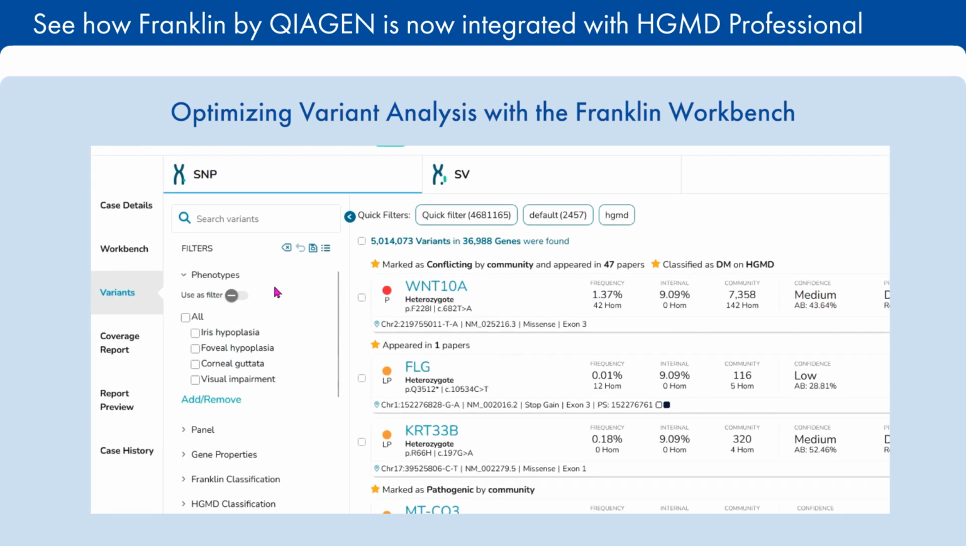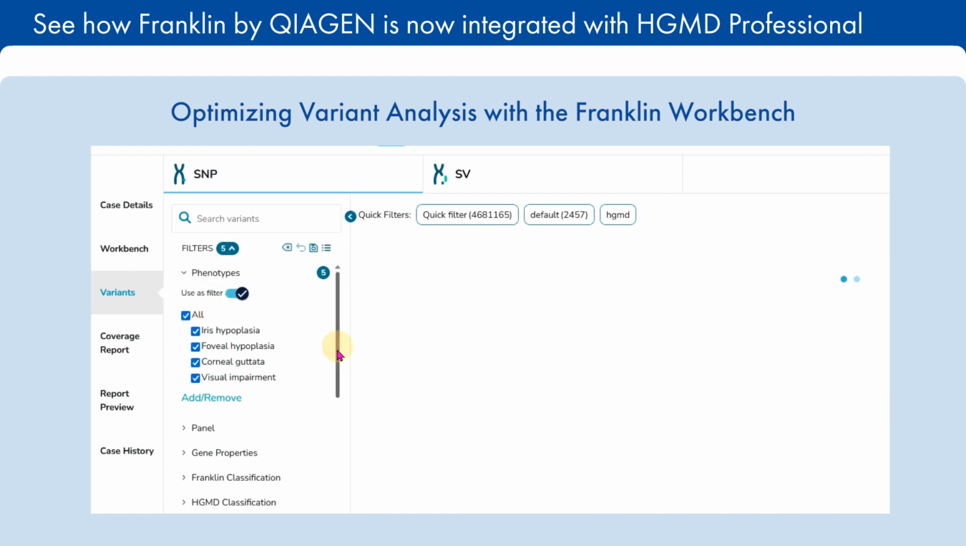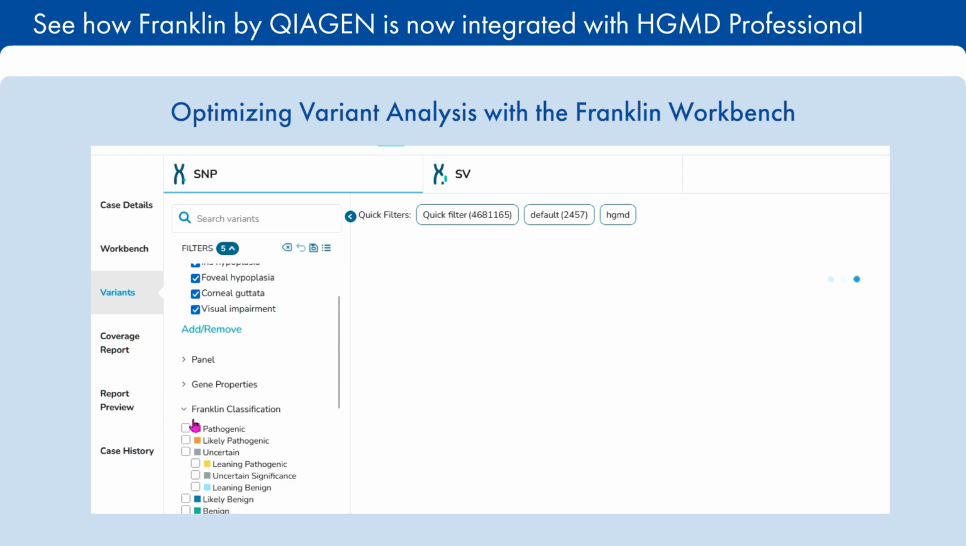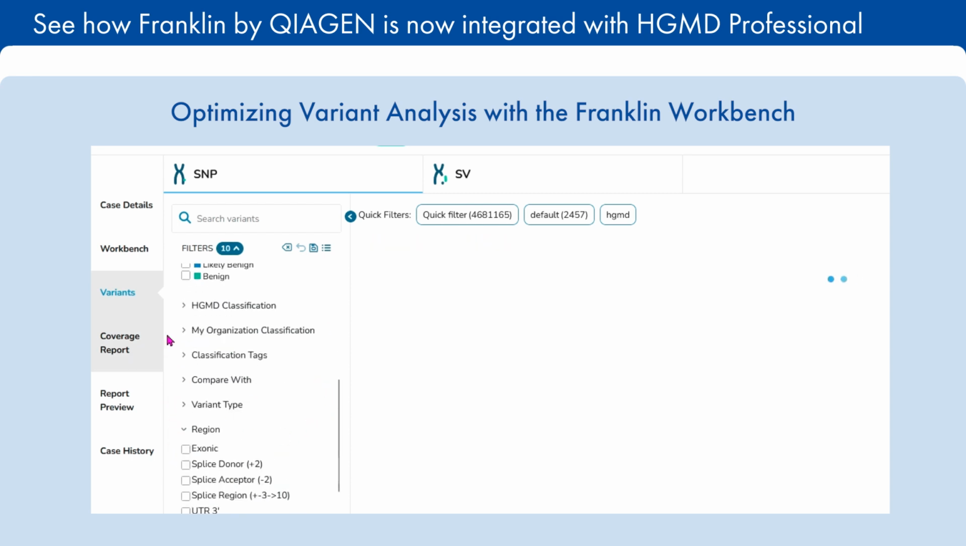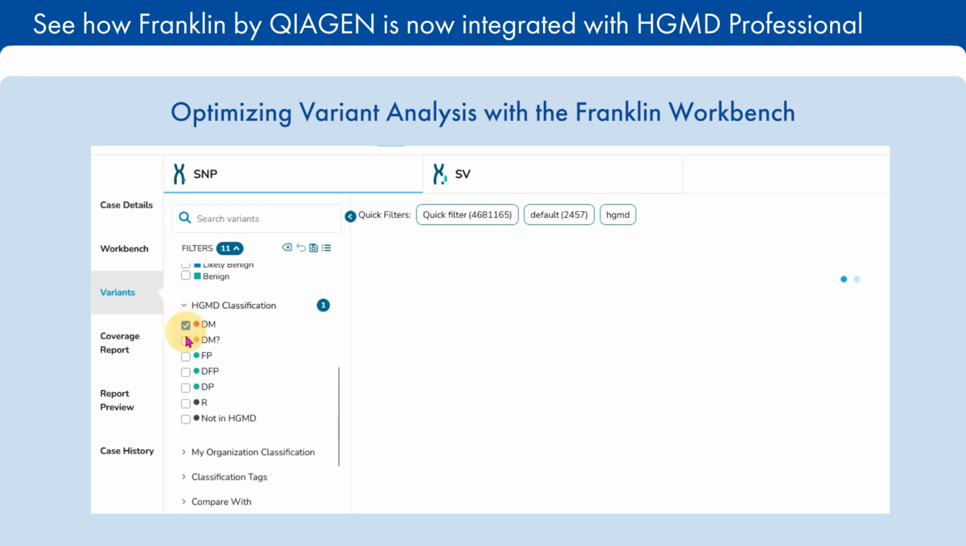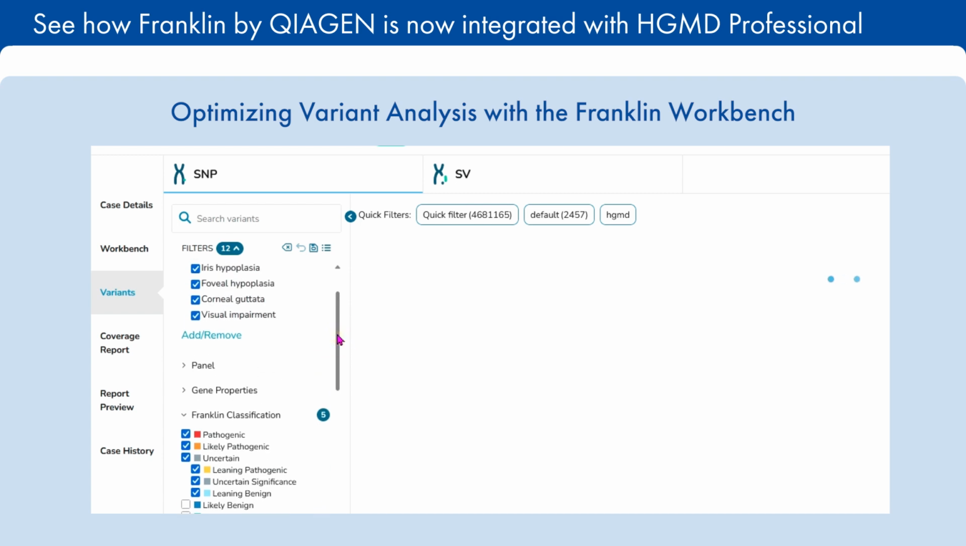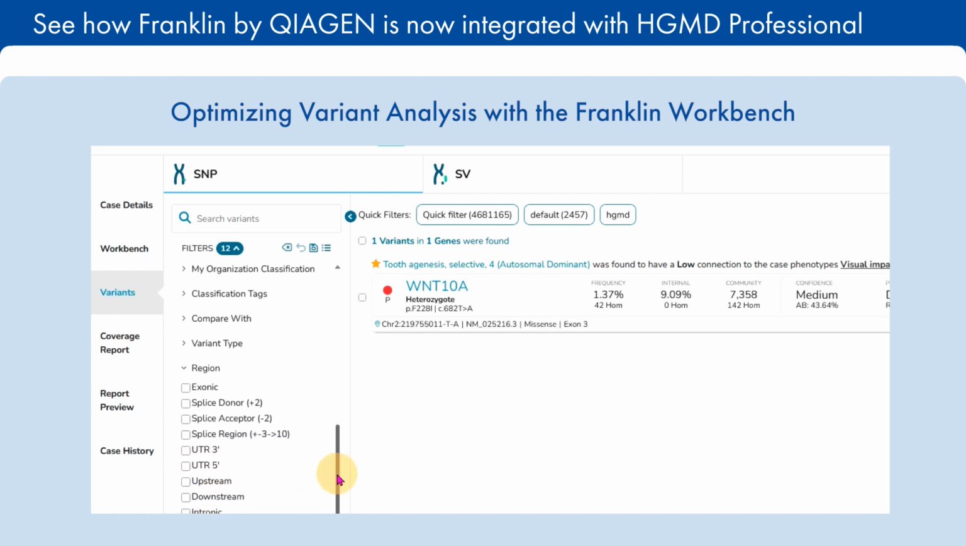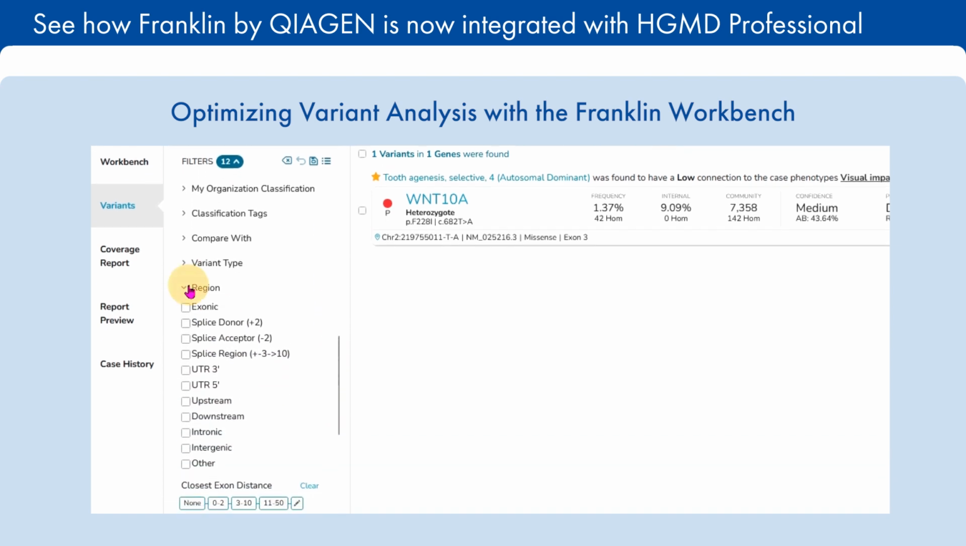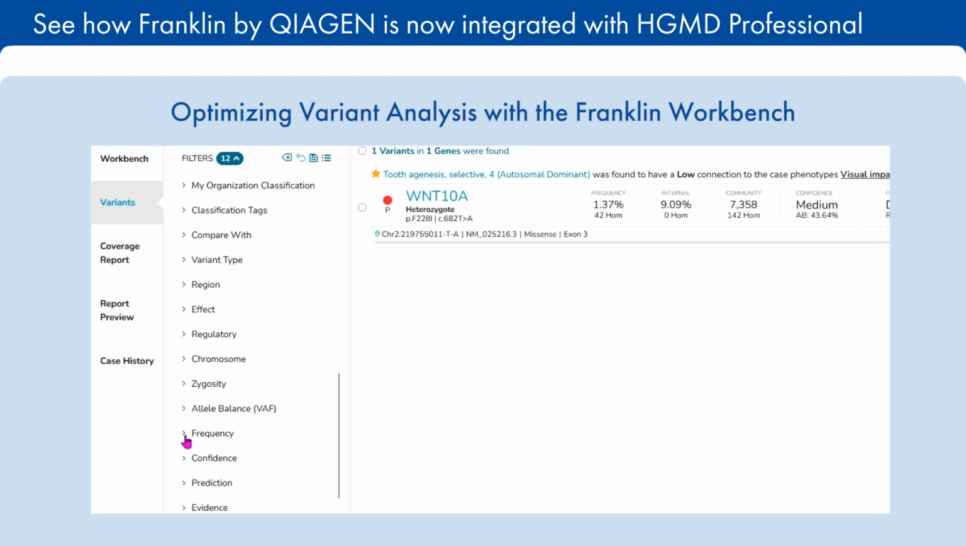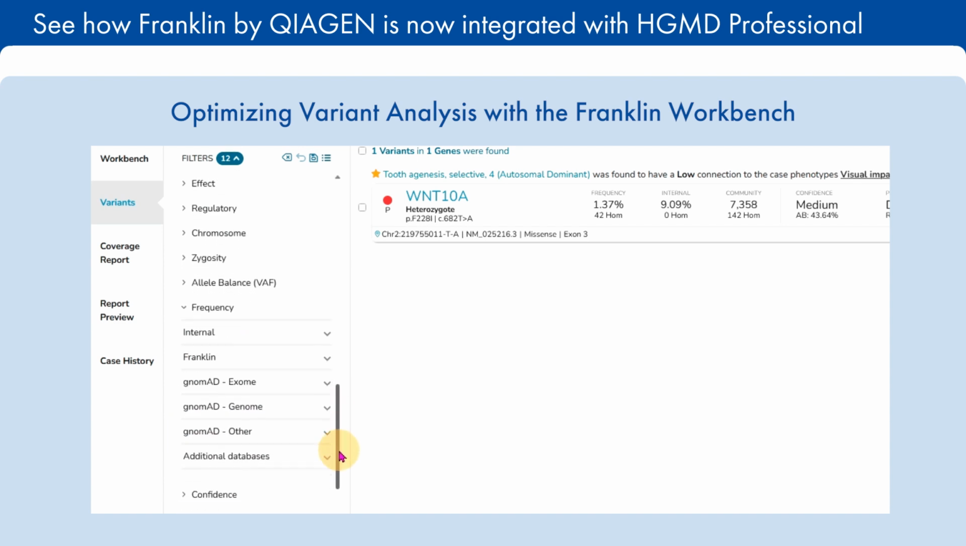While evaluating your case, if you click on the Variants tab on the left-hand side of your screen, you will get a list of all the detected variants in your case. Here you can use Franklin's flexible and dynamic variant filtering feature. You can filter by many parameters, for example phenotype, Franklin classification, HGMD classification, and population frequency. Franklin's quick filters use a decision tree system that allows you to apply different criteria in parallel. You can create presets to predefine your filtering path during variant triage.